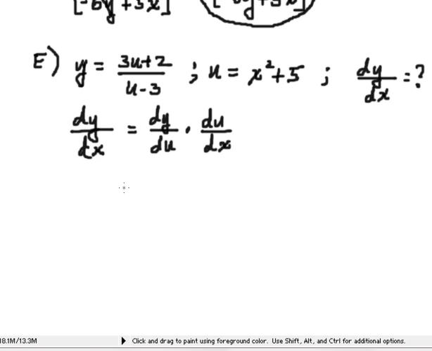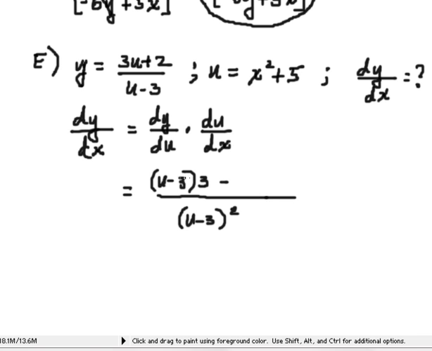Anyway, let's just calculate what we have to. dy/du means taking this derivative in the usual way, quotient rule with respect to u. So we have (u - 3)^2 in the denominator. And here we have (u - 3) times 3, minus the derivative of the denominator, 1, times the numerator (3u + 2). That's dy/du, and now du/dx is 2x. And that's it, we're essentially done.